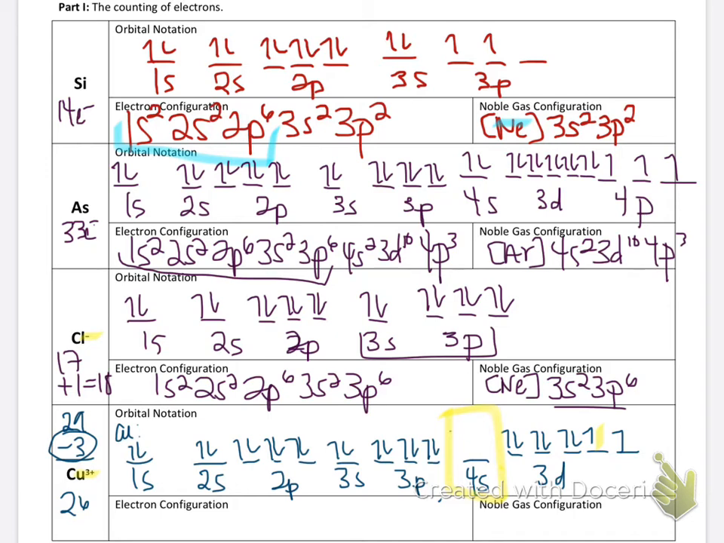So when we go and write our electron configuration, it needs to match. We'd have the 1s2, 2s2, 2p6, 3s2, 3p6, 4s0. We could also leave that out, and then we need to end in that 3d8.